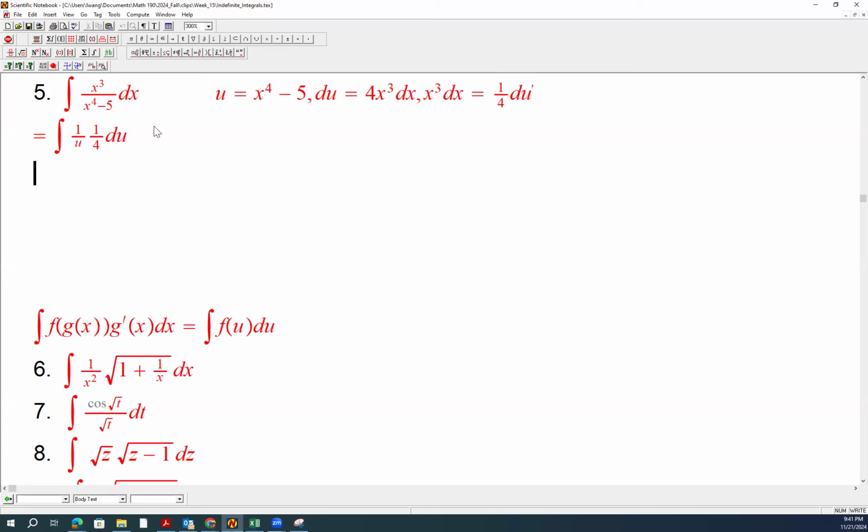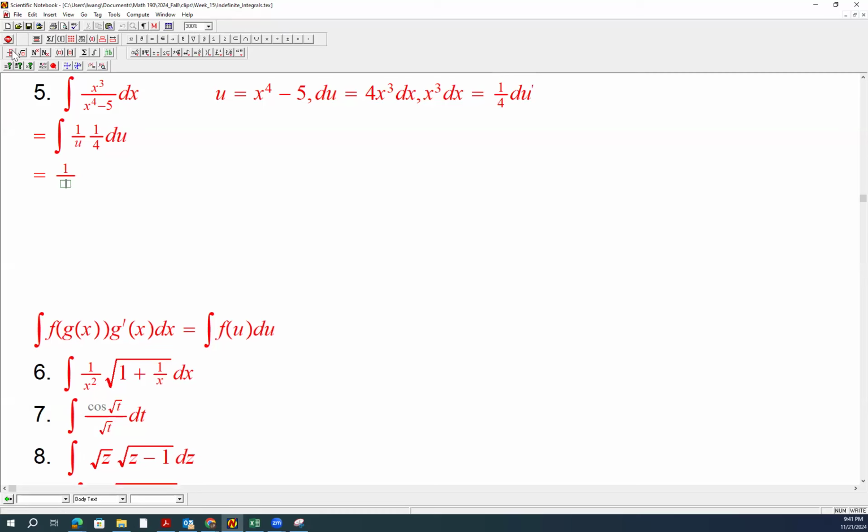And let's finish. We're going to bring the constant 1/4 outside, and the antiderivative of 1/u is ln. Shall we take absolute value? Well, u is a function of x, and the domain is all real numbers. The entirety of this function can be positive and negative. So in this case, we should be using absolute value of u, plus a constant.